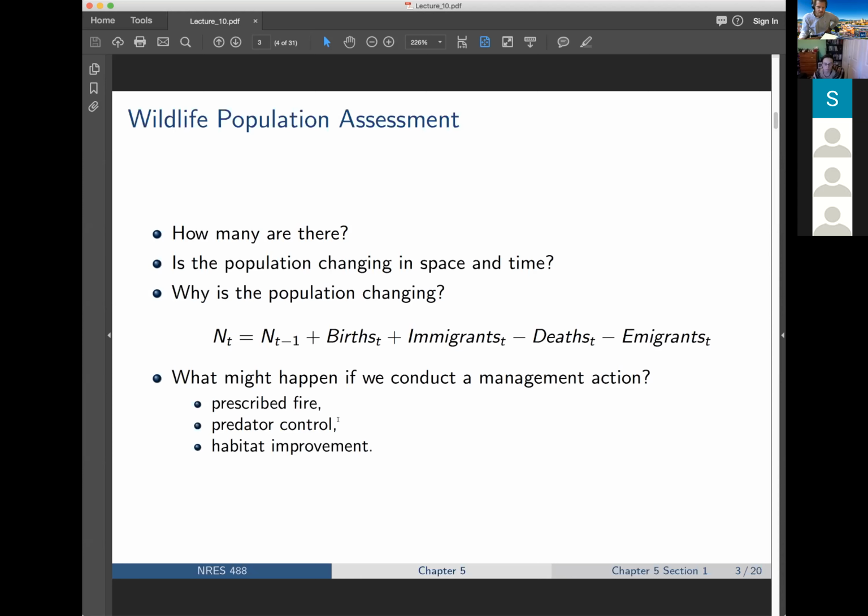Predator control was a famous one in the early 20th century, and removing wolves to try and improve game populations. And then habitat improvement.